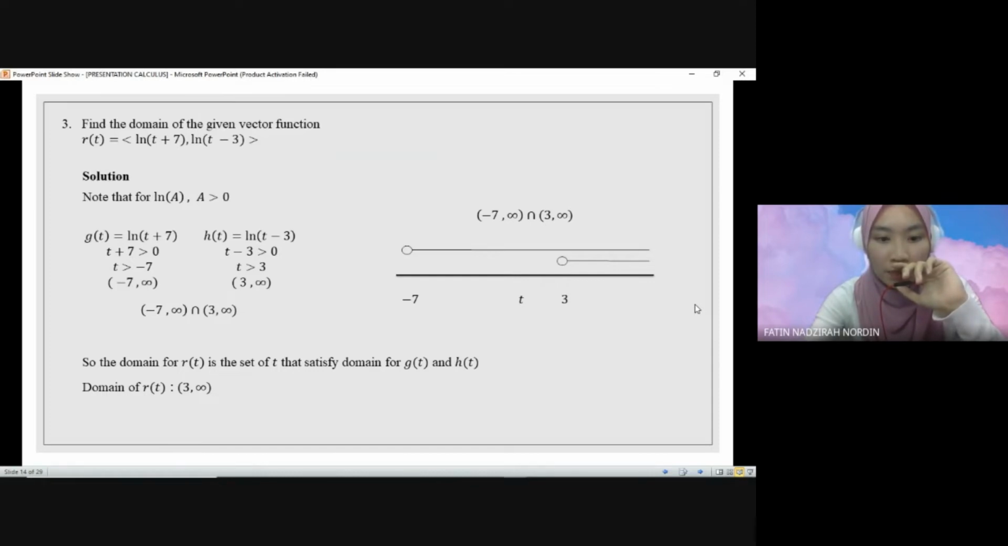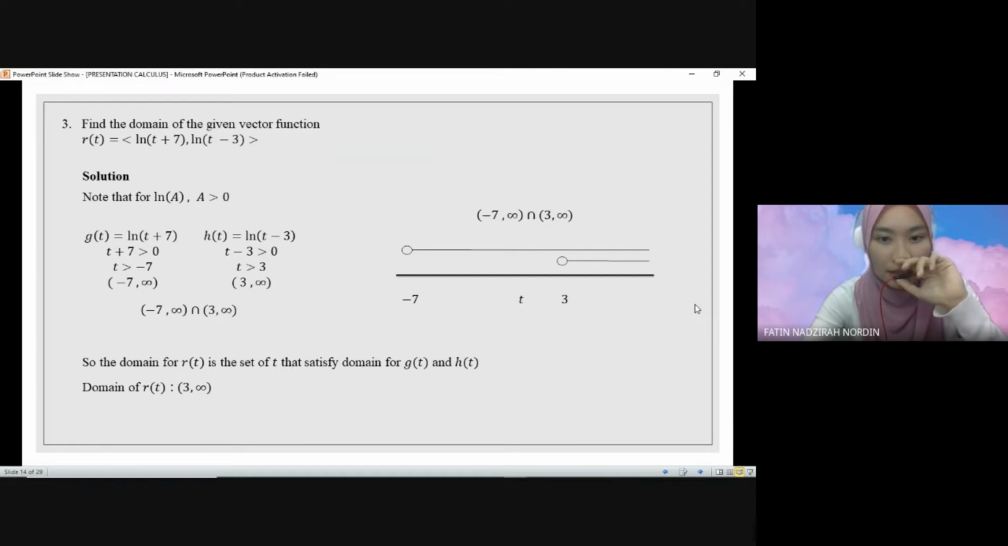For the first part, we let g(t) equal to ln(t plus 7). Now we can apply ln a, where a is larger than 0. So our t plus 7 is larger than 0. We solve to find t and t becomes larger than negative 7.